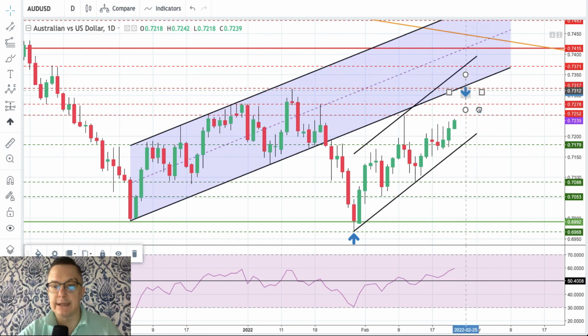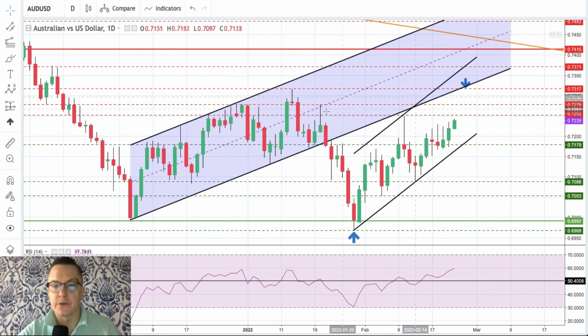The next level of interest, if we take a look here, 7,317 is the high, and it looks like that might be a very interesting point here, because the technical resistance and the lower channel line, the old channel line, is back here. Of course, if we break above this level, then we have a new higher high, and then the target will be 7,415. So please keep an eye on the Australian dollar as well.